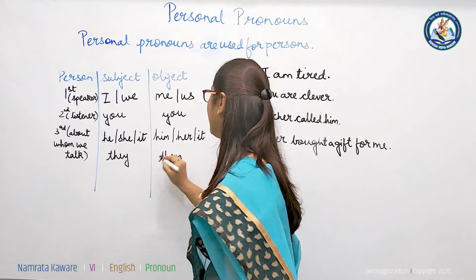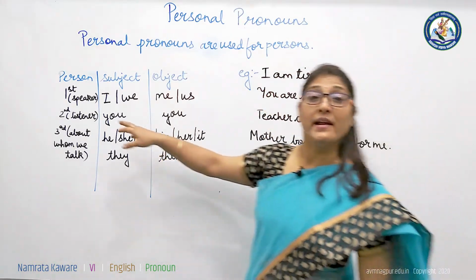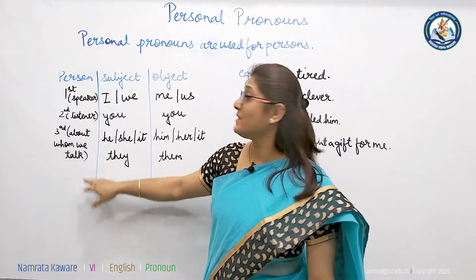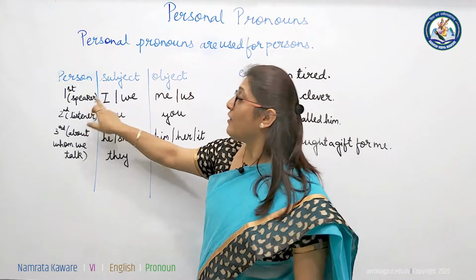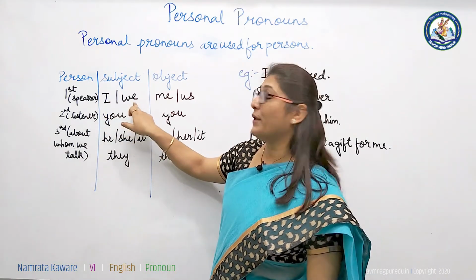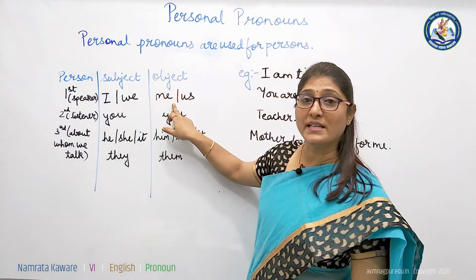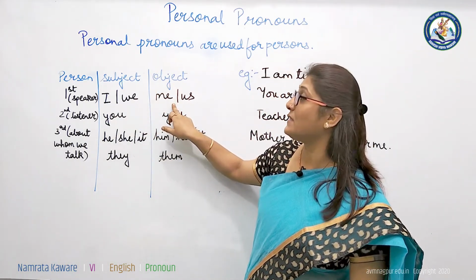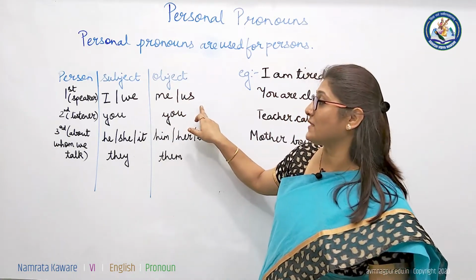Let's revise once again. The personal pronouns are used for persons. In a speech, there can be three persons. First person, the speaker, one who speaks. For the speaker, first person in singular, we write I. For plural, we write we. If it is used in object's place, we write me for I, that means for the first person singular, and for plural we write us.